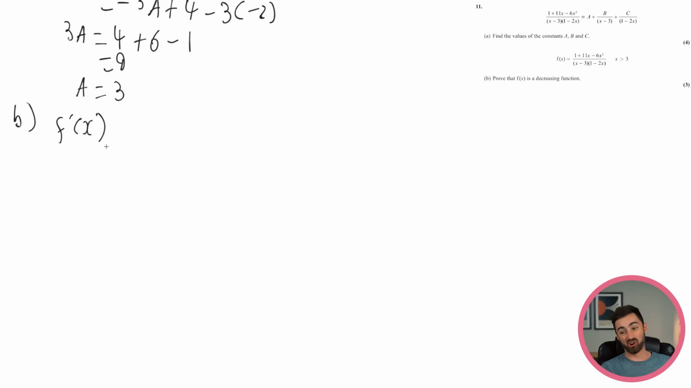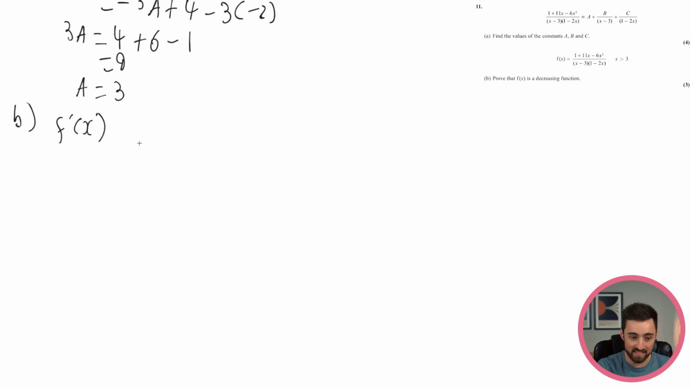Okay, I could look at this and differentiate the whole thing using the quotient rule, but I'll give you a hint, that's going to be horrible. Very, very grim. But look what we've done in part A. We've just spent all that effort and 4 marks getting it in this nice form. It's a plus b over this plus c over this.